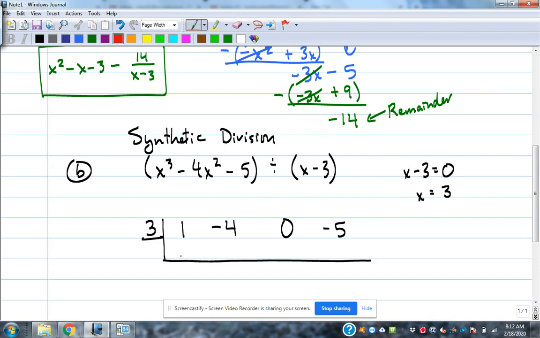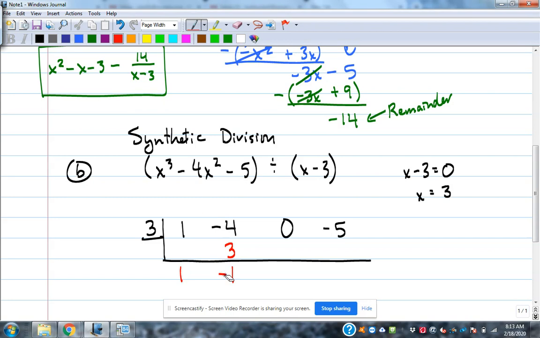Bring down the first term. So that 1 drops down. Then what do we do? Yeah, 1 times 3, and that's going to go right here underneath the negative 4. So 1 times 3 is 3. And then what operation do you do? Addition. Always add in synthetic division. In long division, it's always subtract. In synthetic division, it's always add. So negative 4 plus 3 is negative 1.